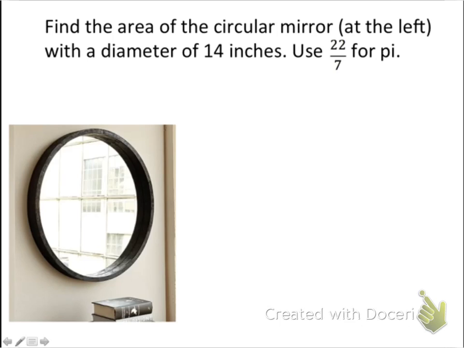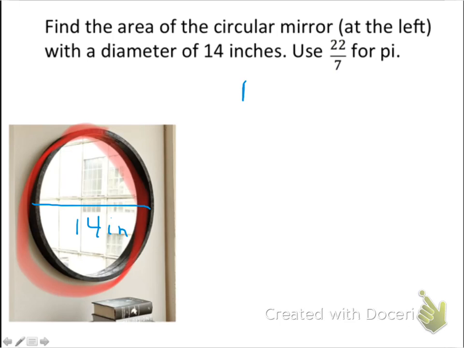Now we're going to do a different type of problem that is a lot harder. Make sure that you understand the previous problem before you go on to this one. So, find the area of the circular mirror, this one down here, with a diameter of 14 inches. So what that means is this distance across the mirror is 14 inches.